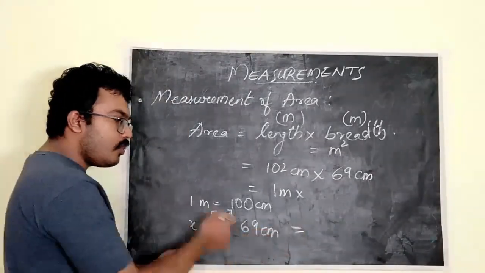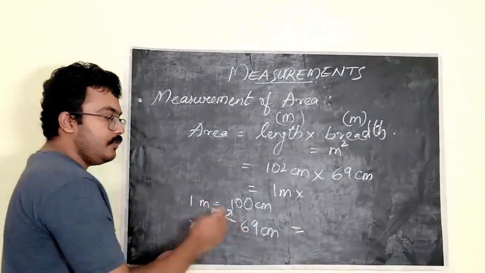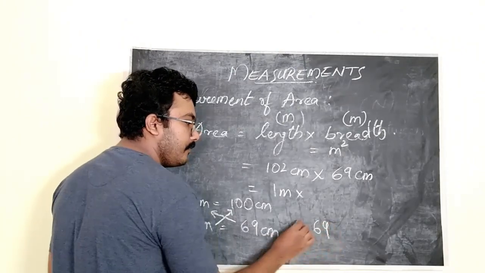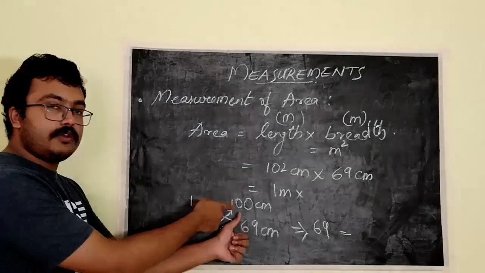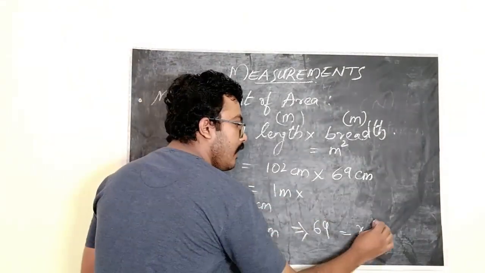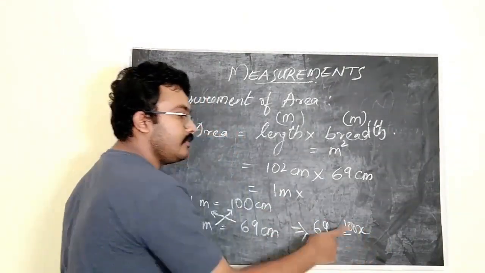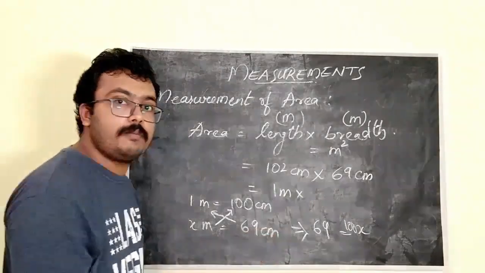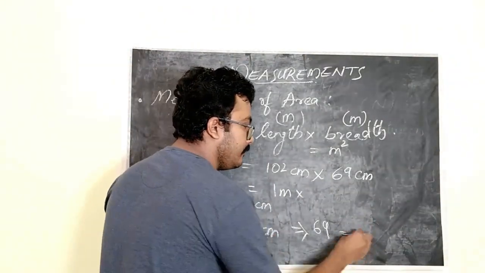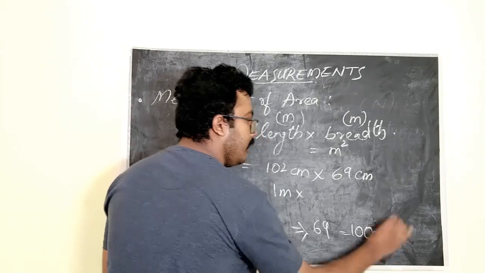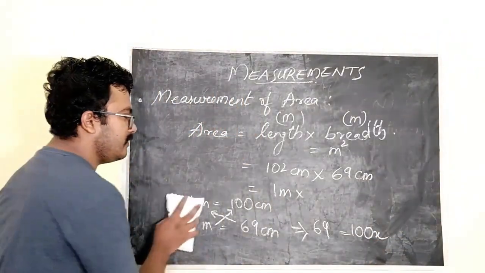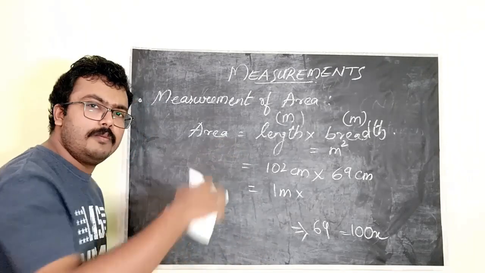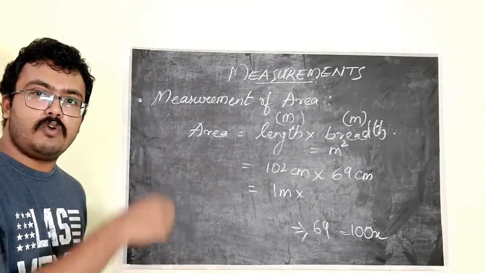So if you do that, cross multiply. 69 into 1 is 69. That implies it is equal to x into 100, which is 100x. So this is what it is. Okay, I'll just write it properly. 100x. Now what I have to do, we need some more space. I'm sorry about the board, it's a small one.